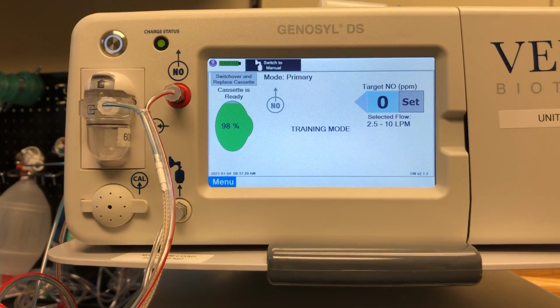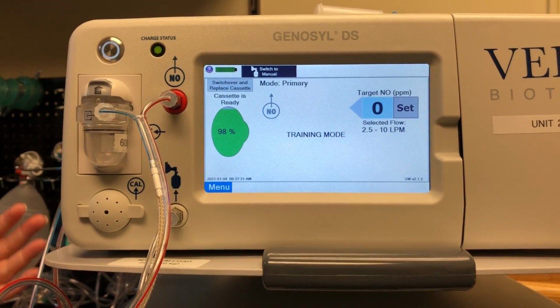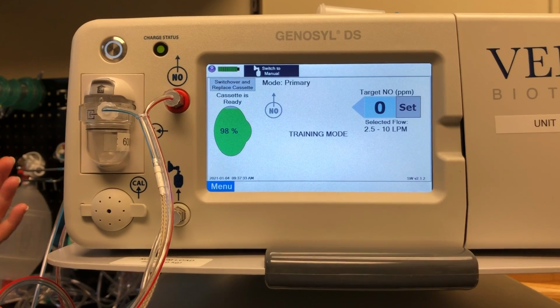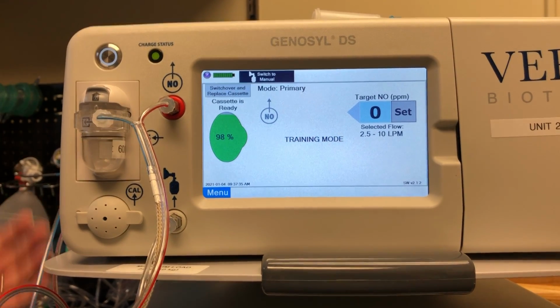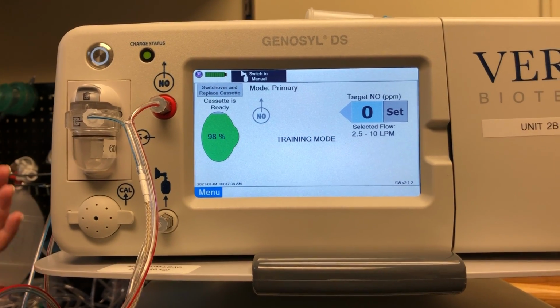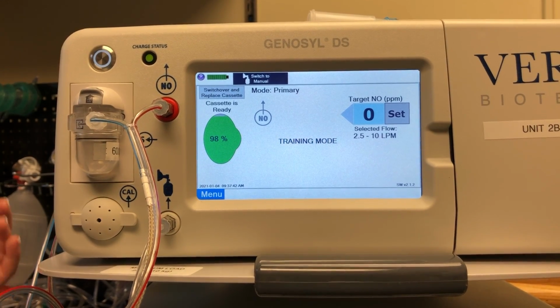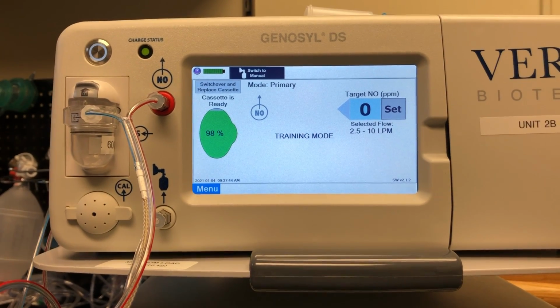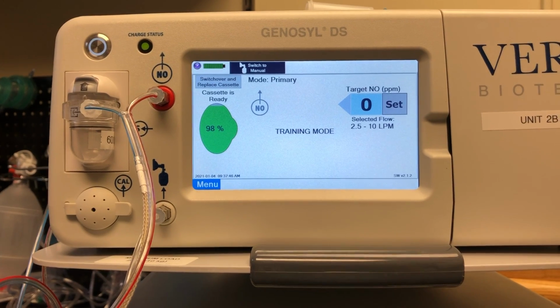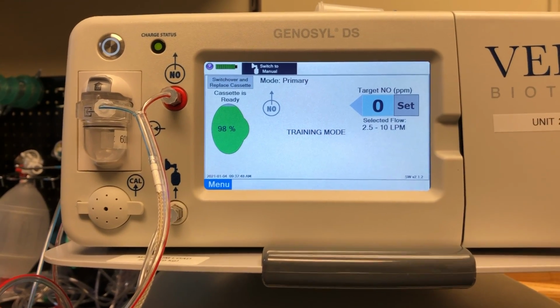And when it gets to either 100 parts per million of nitric or over 3 parts per million of NO2, it says interrupting nitric delivery. What that actually is, it's stopping nitric delivery for safety. And you'd have to flush the existing circuit in order to resume nitric delivery safely.